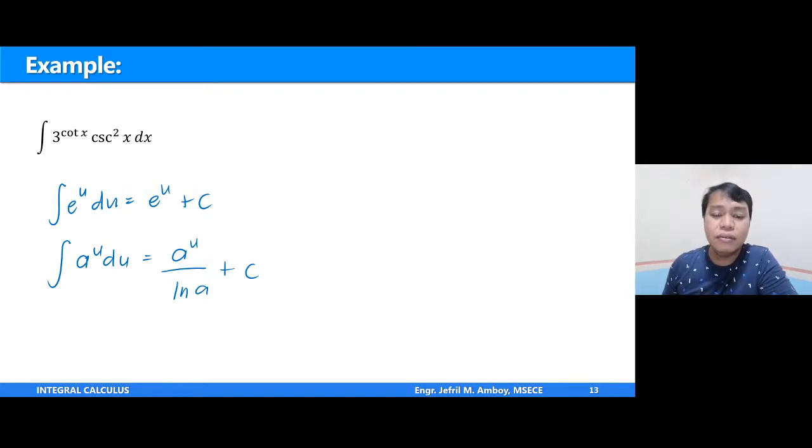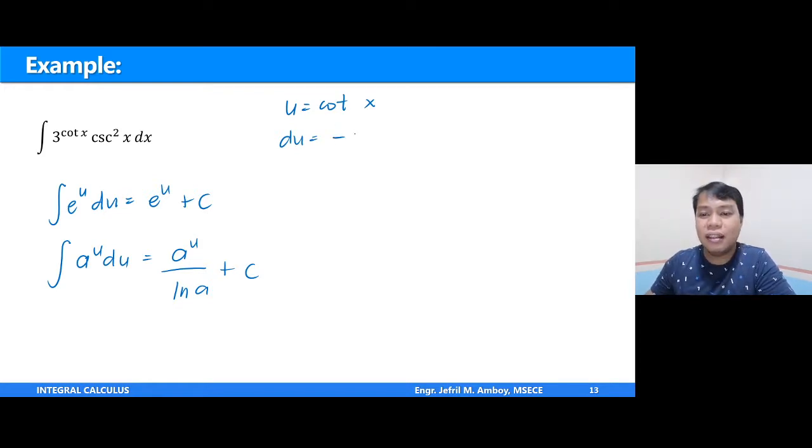Ayun, ln of a. Dito ang ating a ay 3 at ang ating u ay cotangent of x. So, now we let u be equal to cotangent of x. Tapos, ang ating du ay, ano ba ang derivative ng cotangent? Negative of cosecant squared x dx.